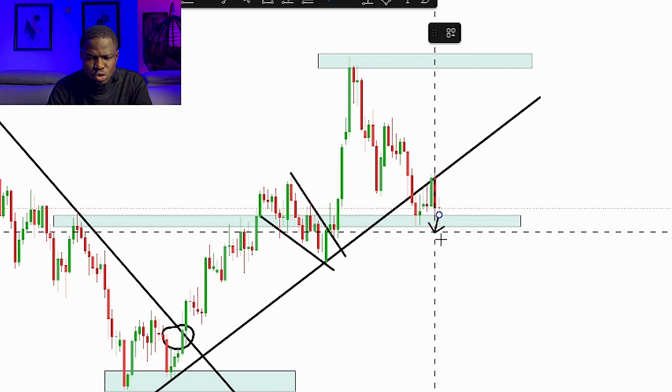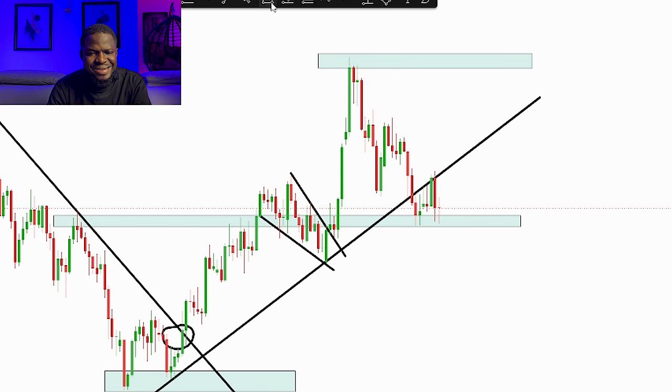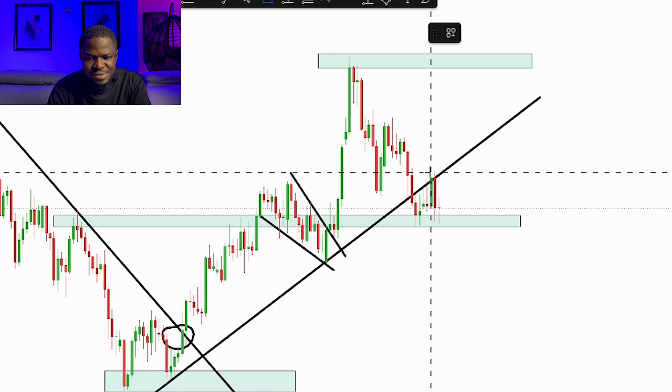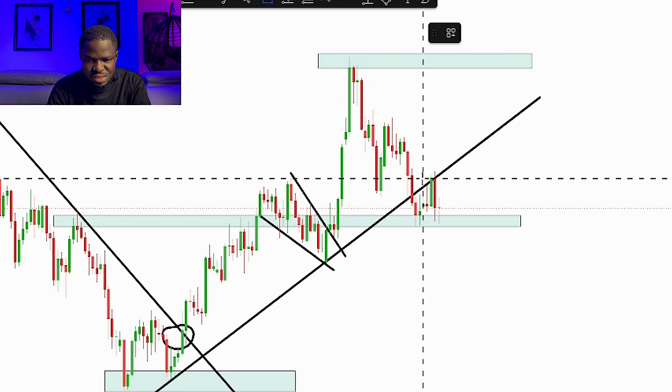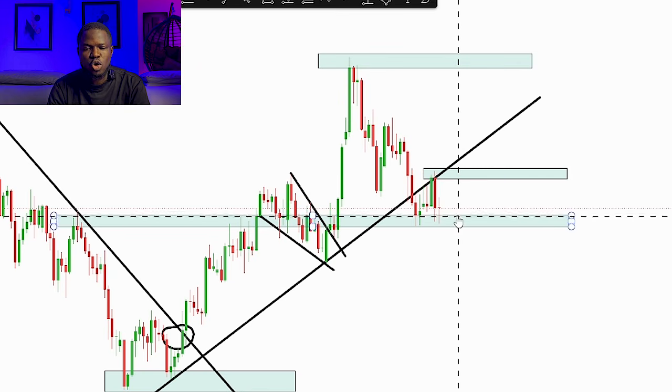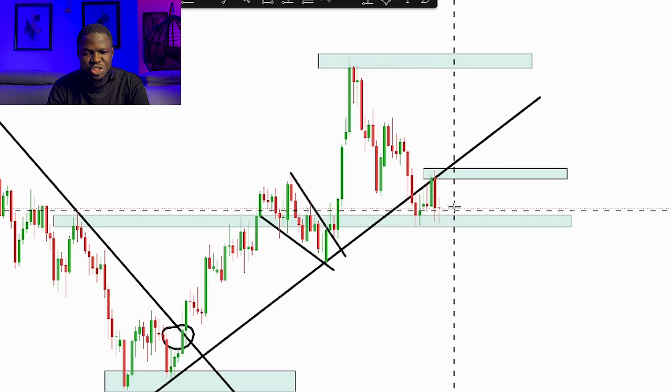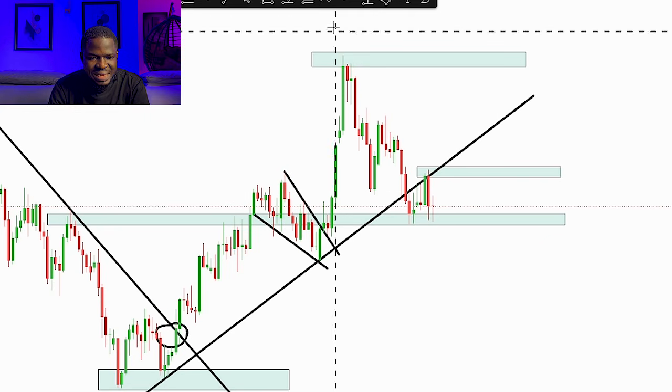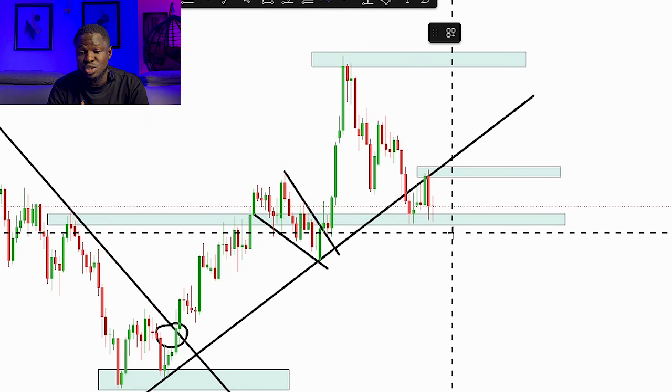Now I have a support zone here, and then price also created another resistance after this trend line retest, right? We have another resistance. These two zones give me two options to establish my bias in the market, whether I'm going to sell or I'm going to buy. Now here is my final bias.